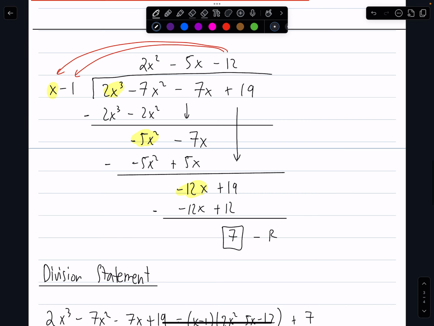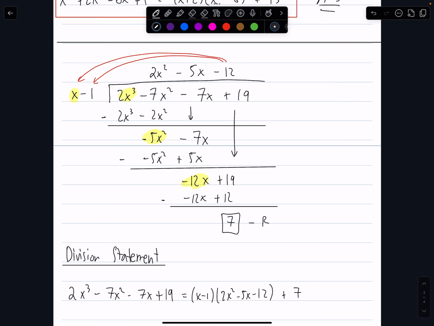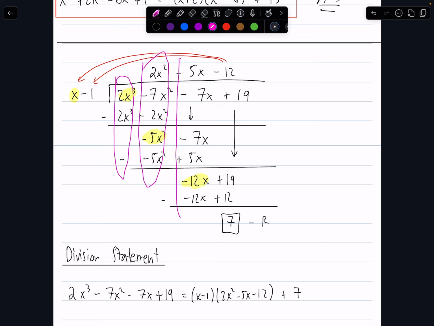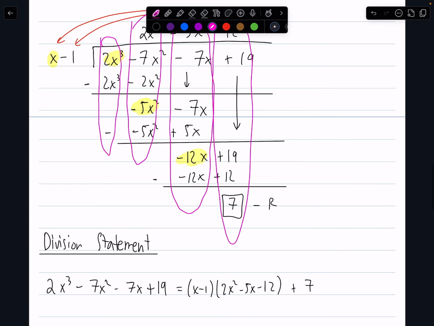And notice one thing, remember guys, one thing I always want to make sure you realize, and this is so important, alignment is everything. You see how everything is aligned? My x terms are aligned, my numbers are aligned, everything is aligned. If you're out of alignment, I can guarantee you with 100% certainty, you will mess up the question. So you got to make sure you're in alignment.